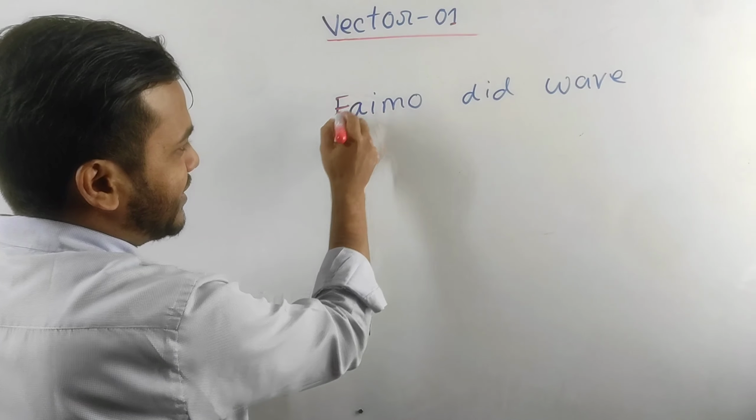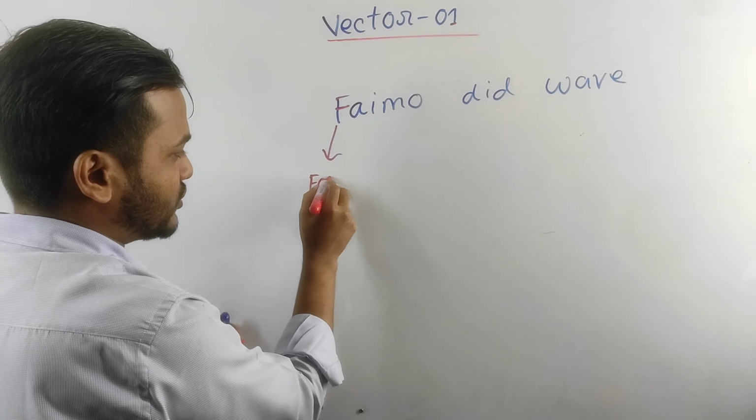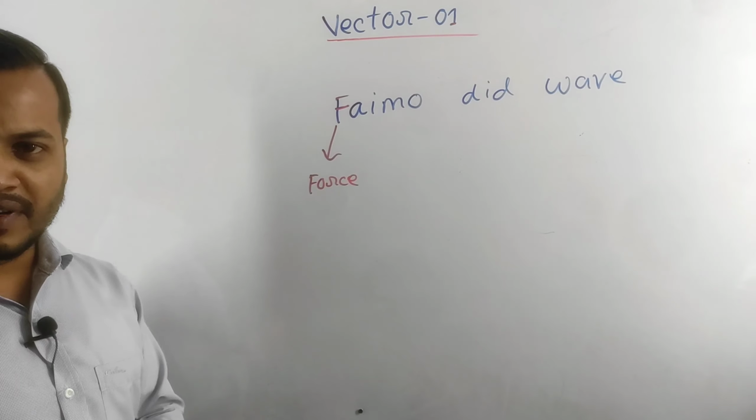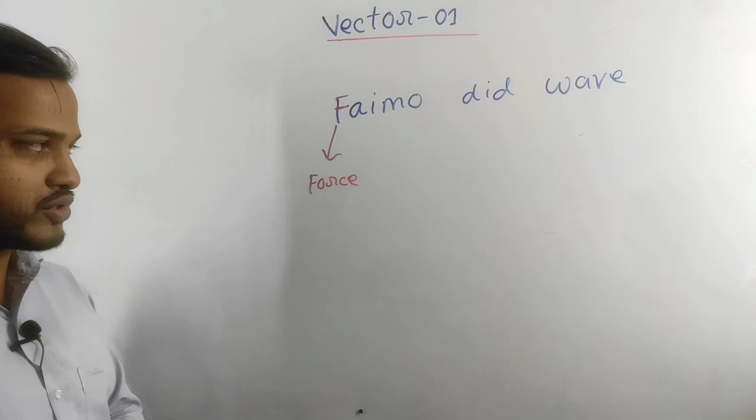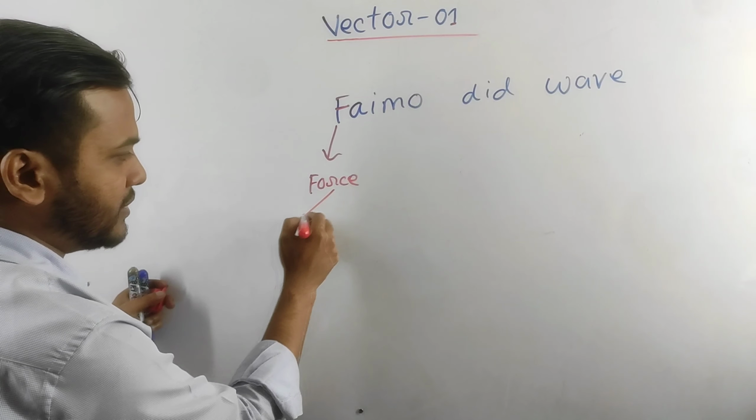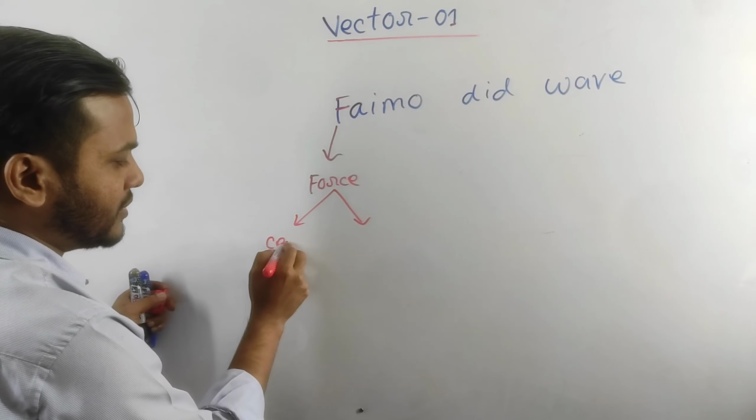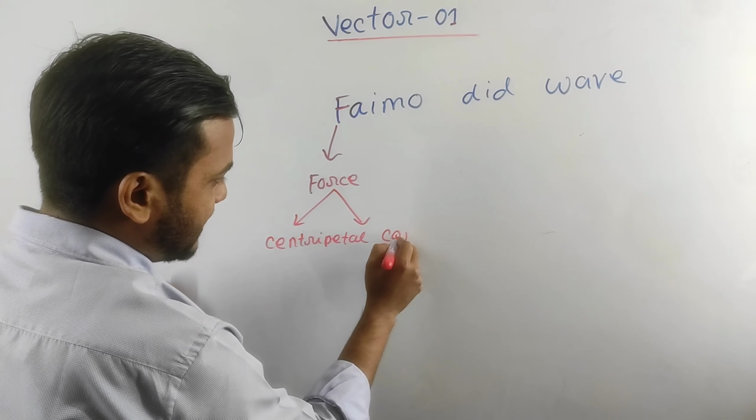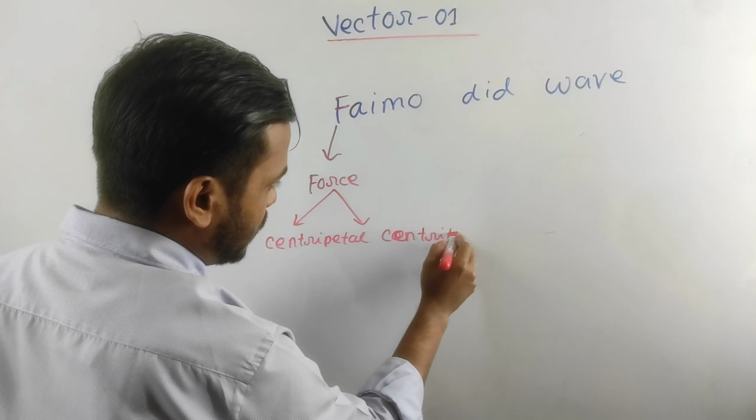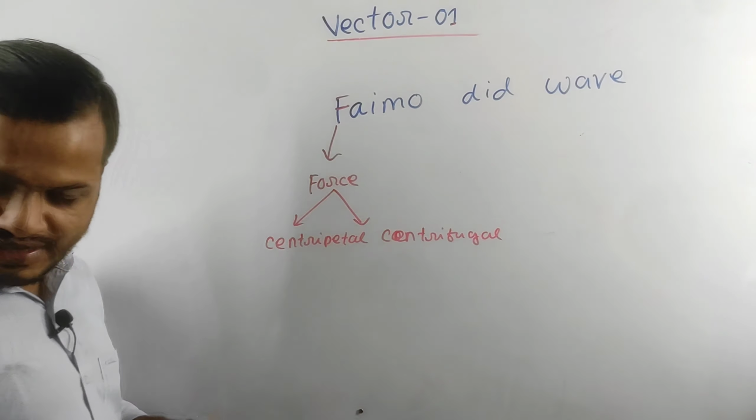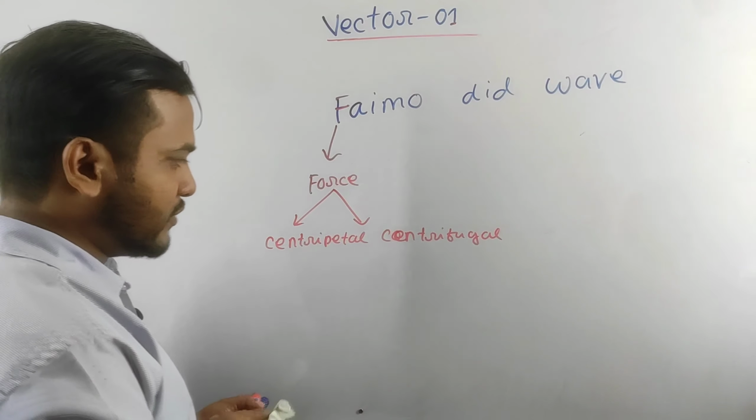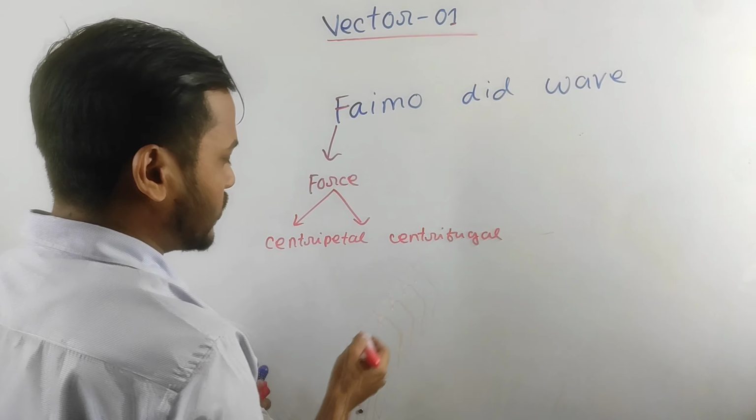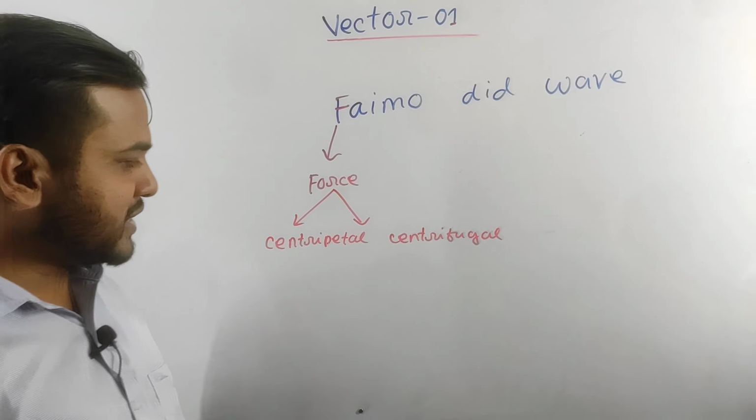So let's start. Here F is defined as force. So force is a vector quantity. General force can be centrifugal force or centripetal force. Centripetal versus centrifugal. So force can be also centripetal and centrifugal.